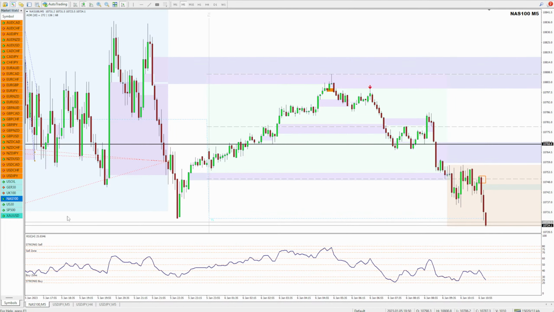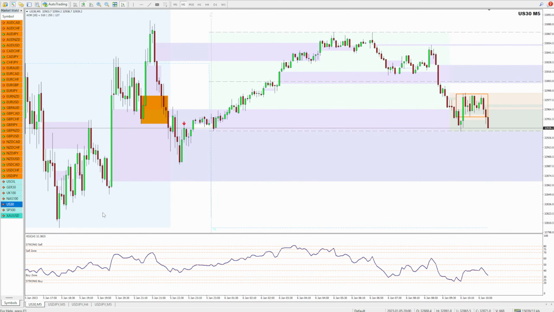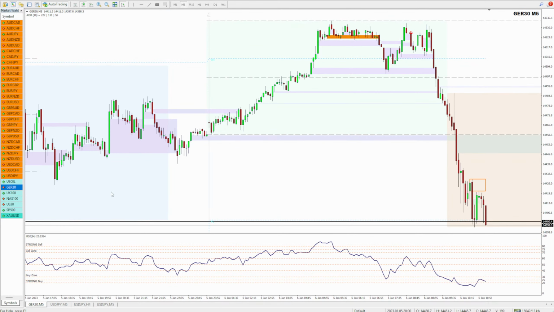Nasdaq's just taken out yesterday's low. S&P is nowhere near it. Dow's nowhere near it. DAX is coming down.